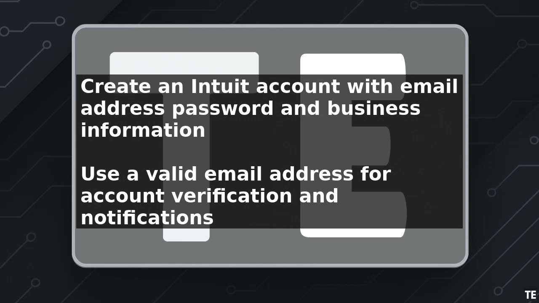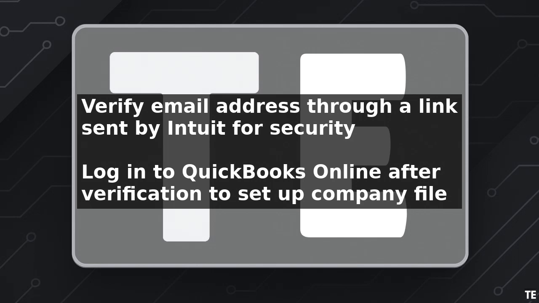your company file. To set up your company file, you will need to provide some basic information about your business, such as your business name, address, and tax identification number. You will also need to set up your accounting preferences, including your accounting method, fiscal year, and tax year.